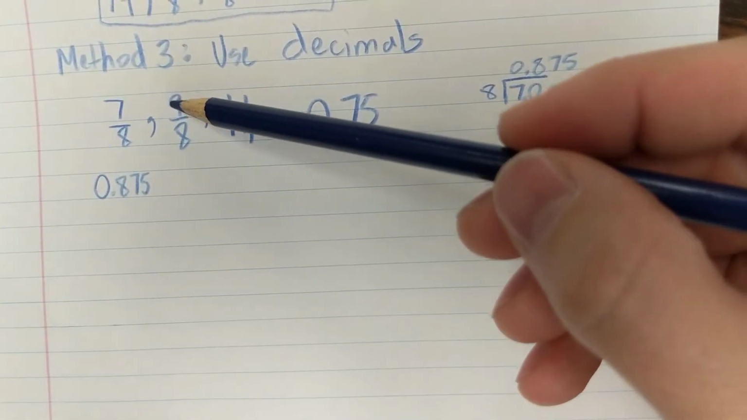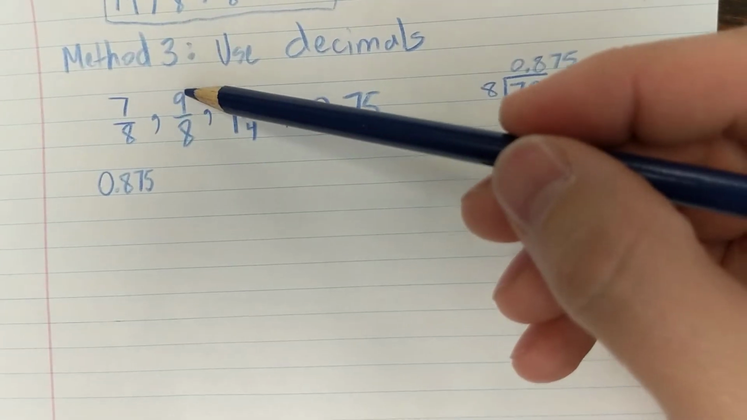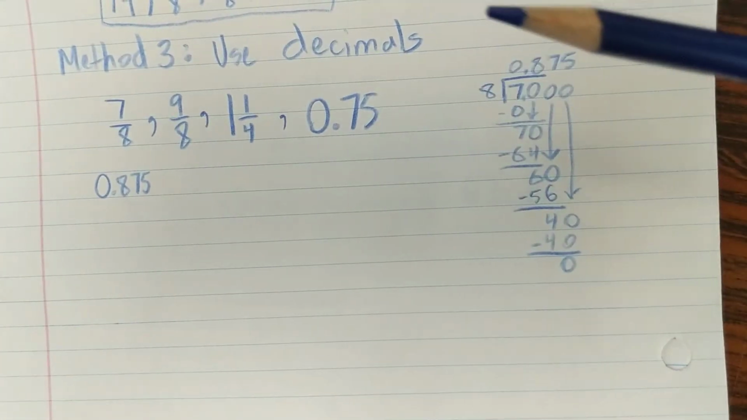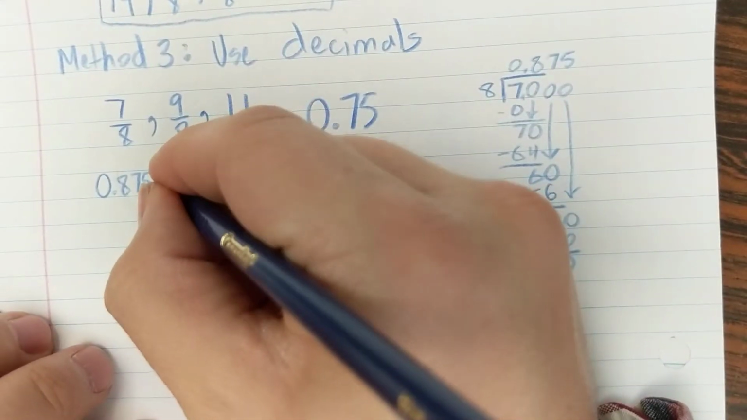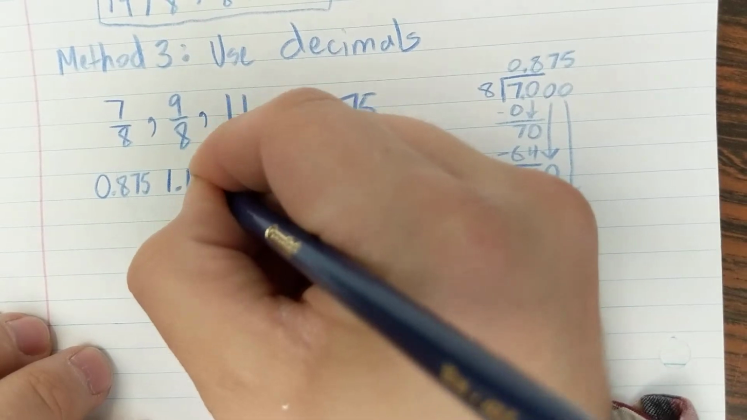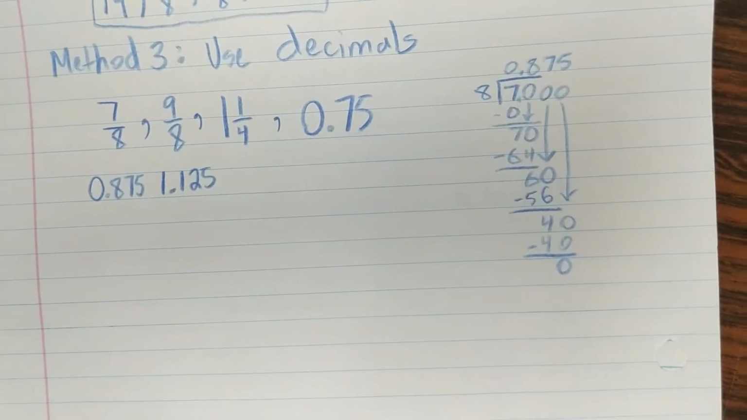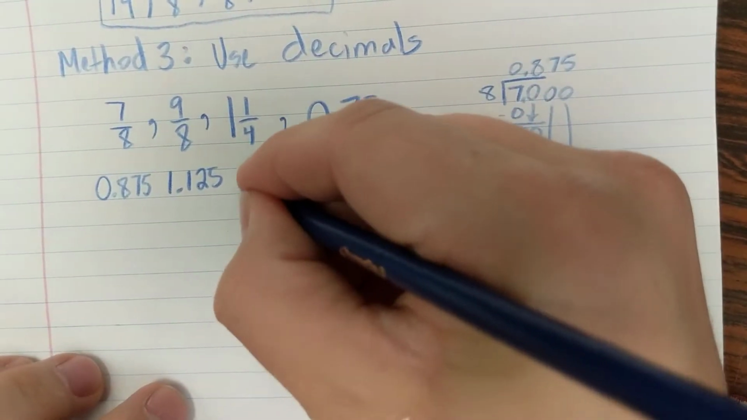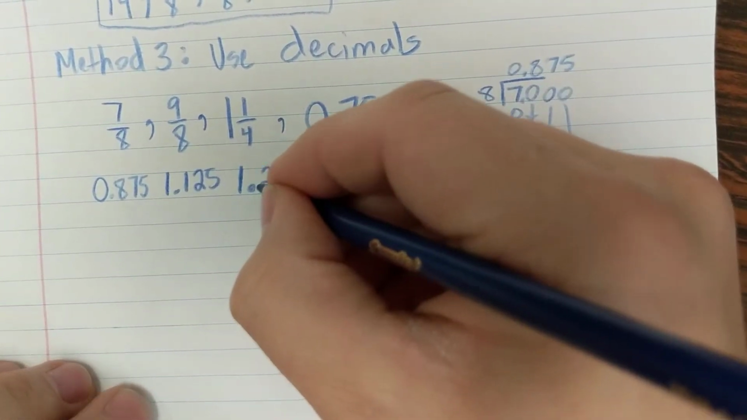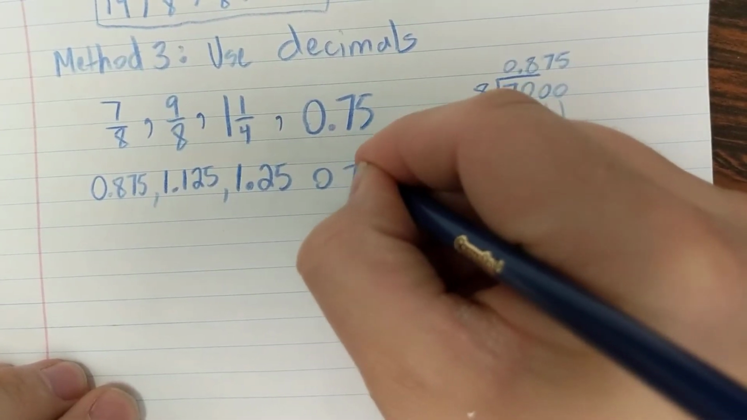9 over 8 is the same thing as 8 over 8 plus 1 over 8, which would be 1, and then 1/8, which is 0.125, which means that this would be equal to 1.125. We could do long division as well. 1 1/4 would be 1 decimal and a quarter. Remember, it's 25 cents, so it's 1.25. And then we already have 0.75.